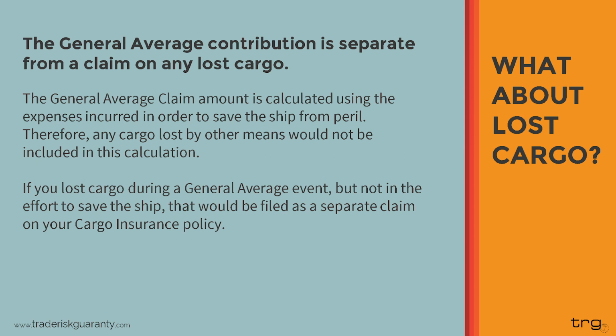So another example of this is if your cargo was jettisoned from the ship during a heavy weather event. Now, if your cargo is damaged or blown off the ship as a result of the storm itself, that would not be included in the general average contribution. Instead, that would have to be claimed as a loss on your cargo insurance policy. However, if the ship is taking on water due to the storm, and the ship captain and crew are forced to jettison containers in order to keep the ship afloat, the value of those containers would be included in the general average contribution, since they were lost in an effort to save the ship.